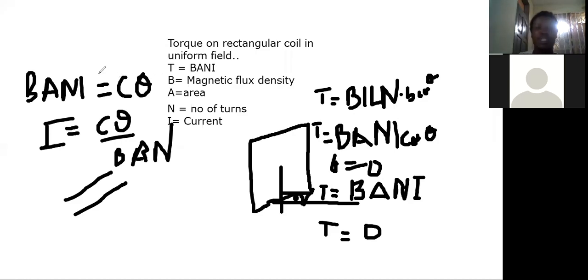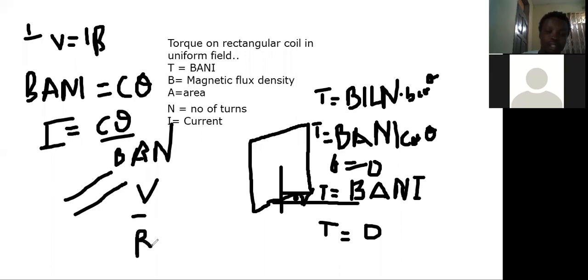Now, if the galvanometer is upgraded to measure voltage or PD, then the current is given by V is equal to IR, so I is equal to V all over R. Then that means you can also say V all over R is equal to C theta all over BAN.